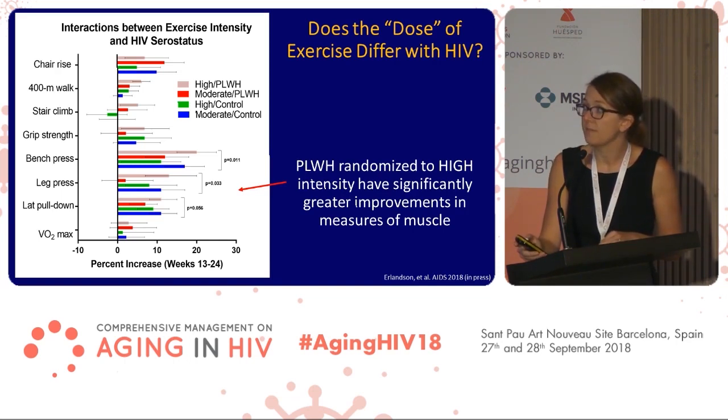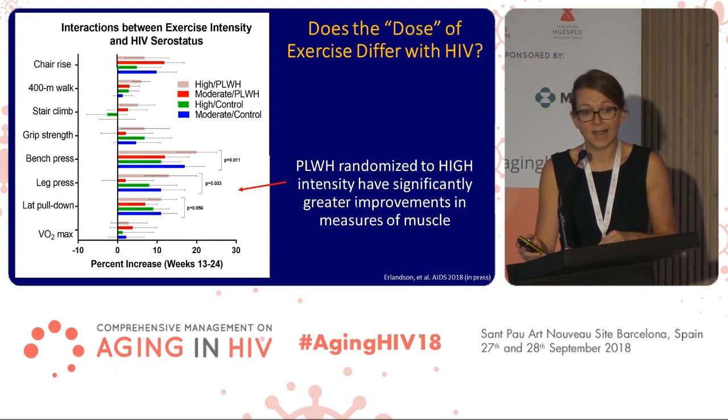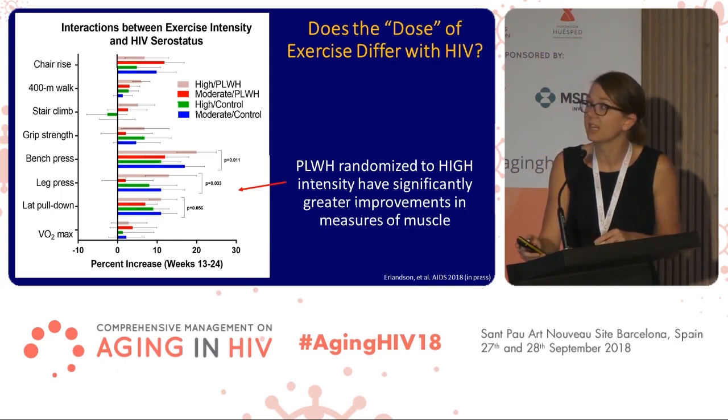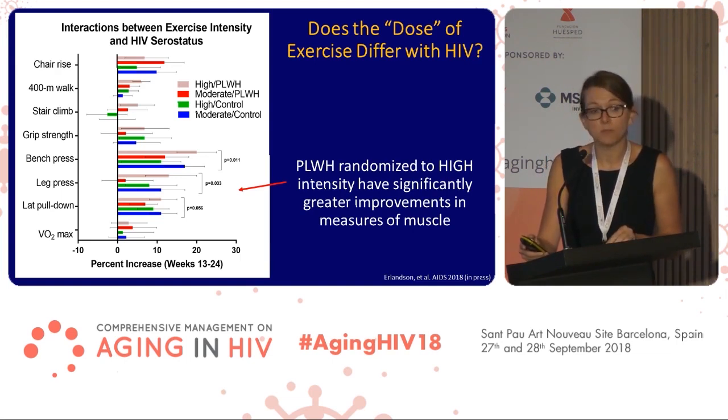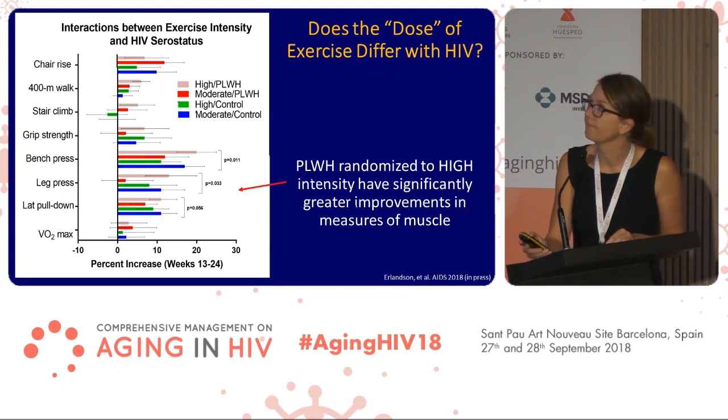And we actually found that people living with HIV that were randomized to high intensity exercise had significantly greater improvements in their strength by bench press, leg press, and lateral pull down, suggesting that extra emphasis on muscle actually led to really nice improvements in people living with HIV more than our uninfected controls.